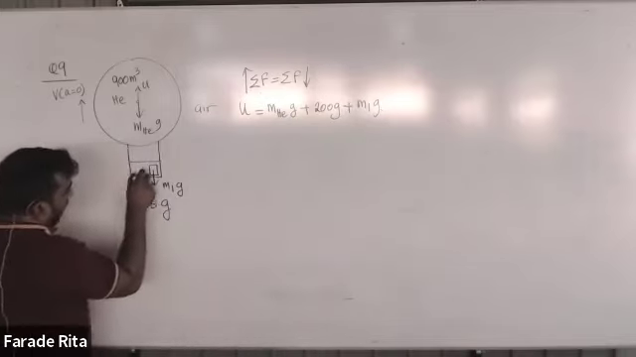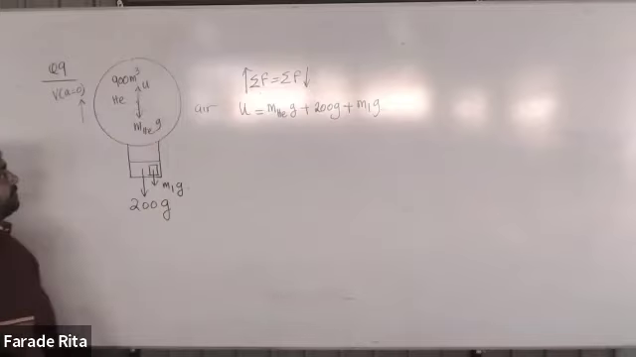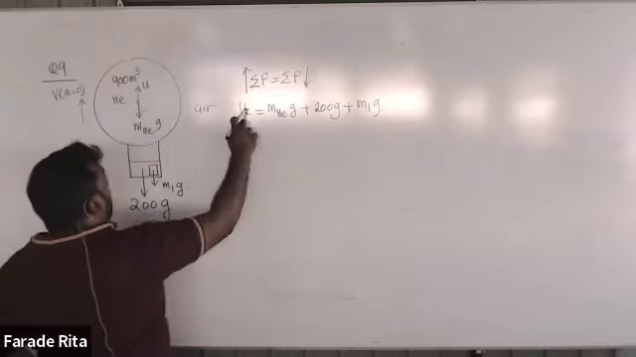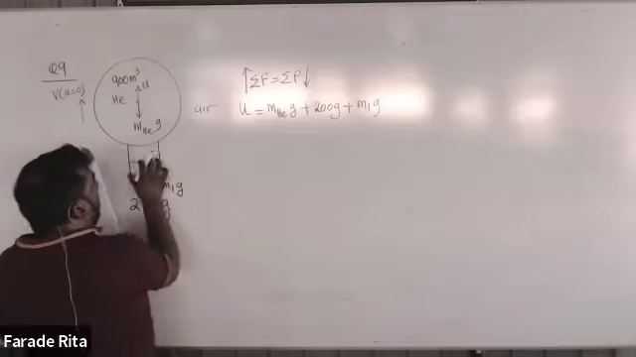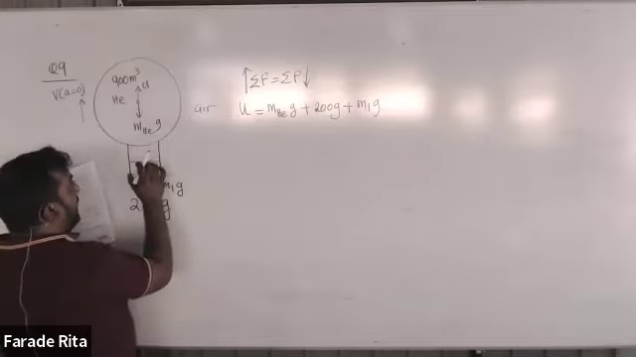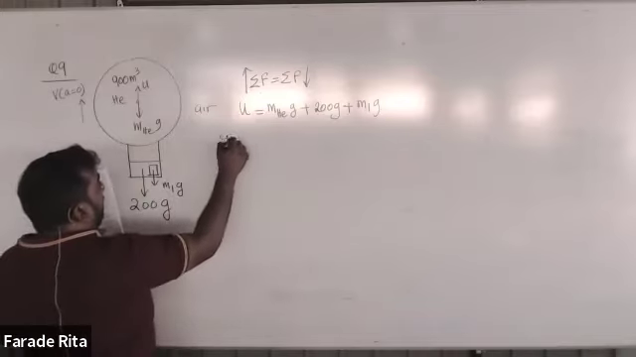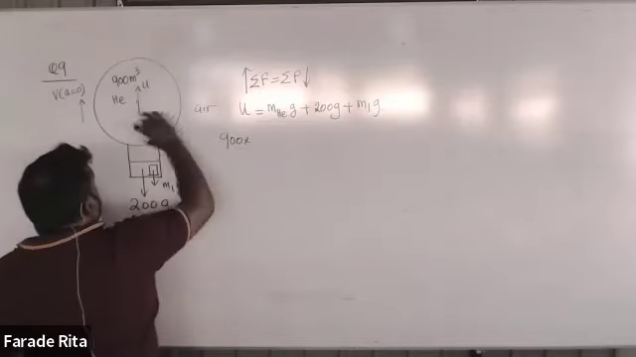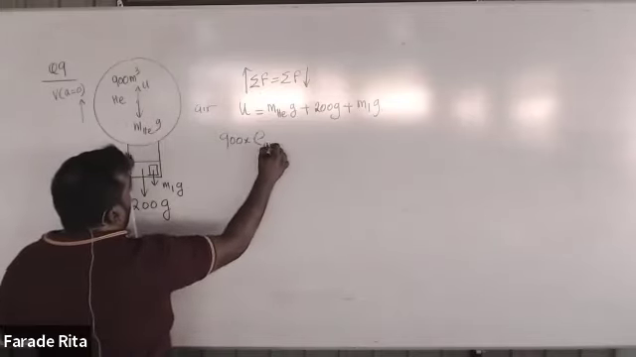Weight of the added mass, weight of the gondola, weight of the helium balloon. What is upthrust? Submerged volume. They have not given this volume, so neglect that. This volume here, 900. What's it submerged in air? Density of air into g.